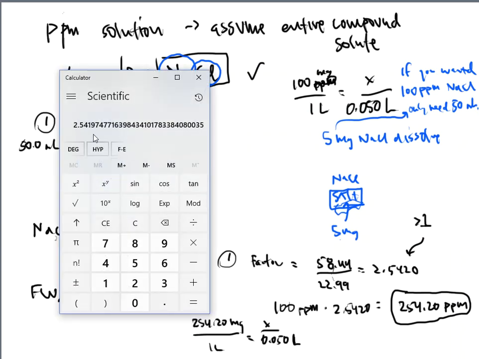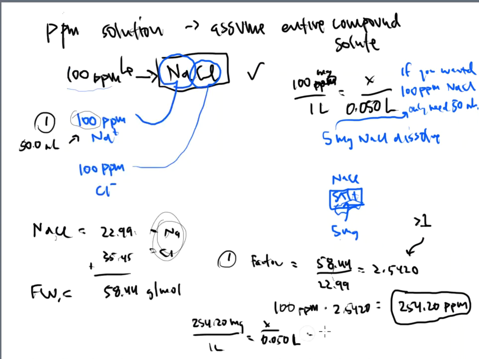So I'm going to take 254.20, and I'm going to multiply by 0.050, and then I hit enter, and I get 12.71. So 12.71 milligrams of sodium chloride that I would weigh out and dissolve in a volumetric flask will give me 100 ppm of sodium, right? There's the difference. It's telling me how much salt to weigh out in order to get the target amount of the ion that I'm interested in.